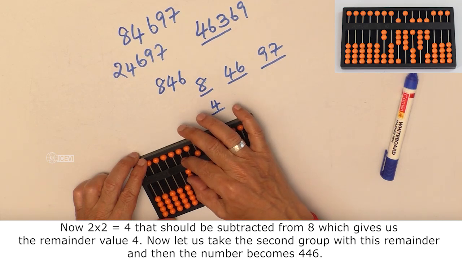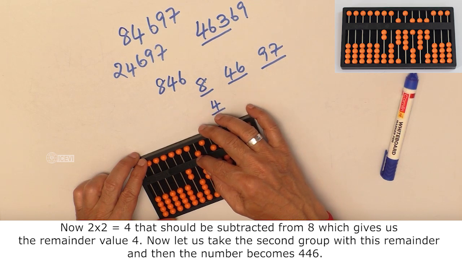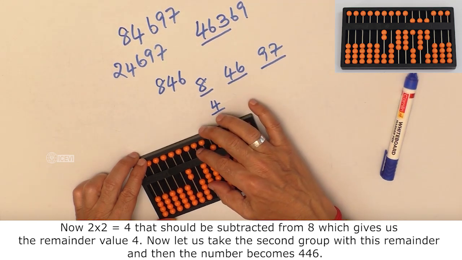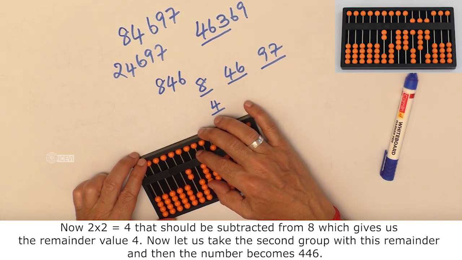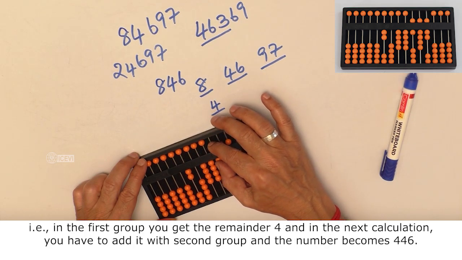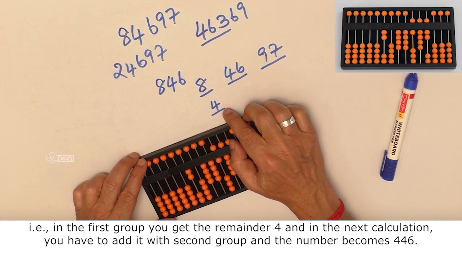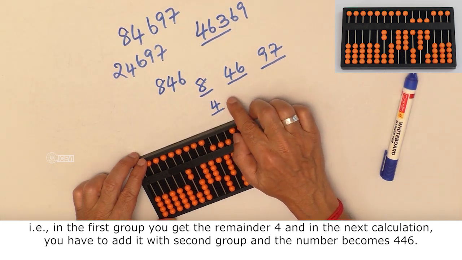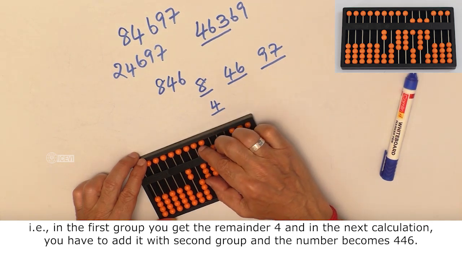Now multiply 2 with 2, which is 4, that should be subtracted from 8 and which gives the remainder value as 4. Now take the second group with this remainder and then the number becomes 446. That is, in the first group you get the remainder 4 and in the next calculation you have to add it with the second group. So the number becomes 446.